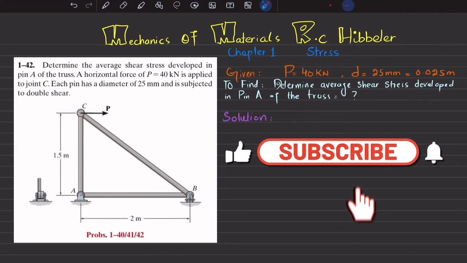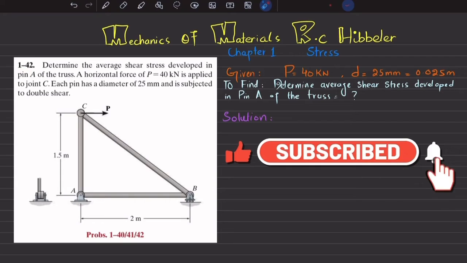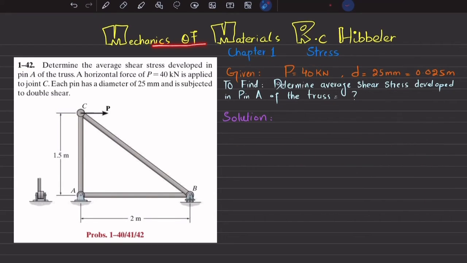Welcome back. Problem 1-42. This problem is taken from chapter number 1, that is stress, and the book name is Mechanics of Materials by RC Hibbeler. So the statement is: determine the average shear stress developed in pin A of the truss. A horizontal force of P equal to 40 kN is applied to joint C. Each pin has a diameter of 25 mm and is subjected to double shear.